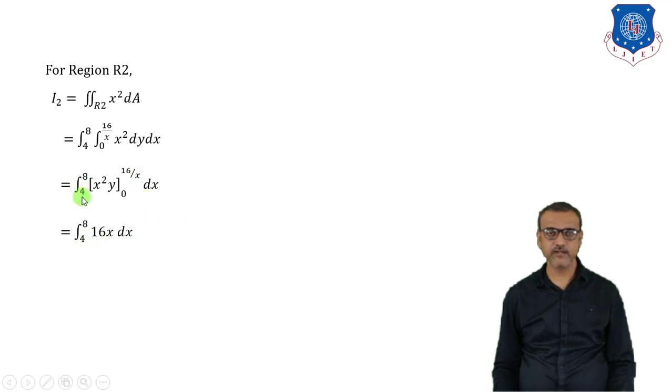Now this is equal to the integration from 4 to 8. For the upper limit 16 by x, we will replace y by 16 by x. So one x will cancel out and the result is 16x, and for the lower limit 0, it will become 0. Now we will integrate 16x with respect to x. Integration of x is x squared by 2, so 16 by 2 is 8. So it is 8x squared and the limit is from 4 to 8. Now we will simplify this result. We put the upper limit 8, then the lower limit 4. So for the upper limit 8, it will become 8 into 8 squared minus 8 into 4 squared, and after simplification we get this result, that is 384.